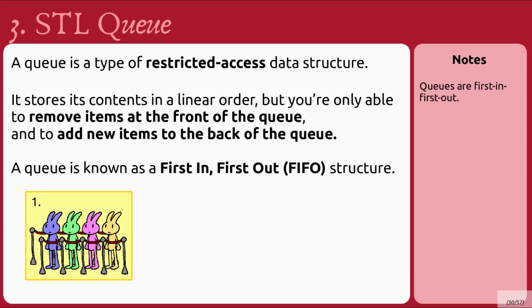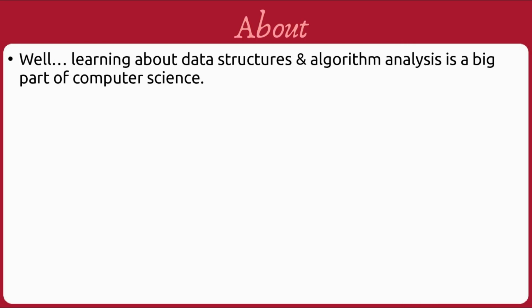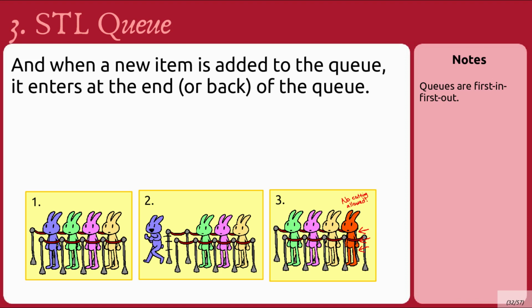A queue is a type of restricted access data structure. It stores its contents in a linear order, but you're only able to remove items at the front of the queue and to add new items at the back of the queue. A queue is known as a first in, first out structure, or FIFO. The first item that enters the queue, who sits at the front of the line, is the first one to get removed, just like in a grocery store line. And when a new item is added to the queue, it enters at the end, or otherwise the back.